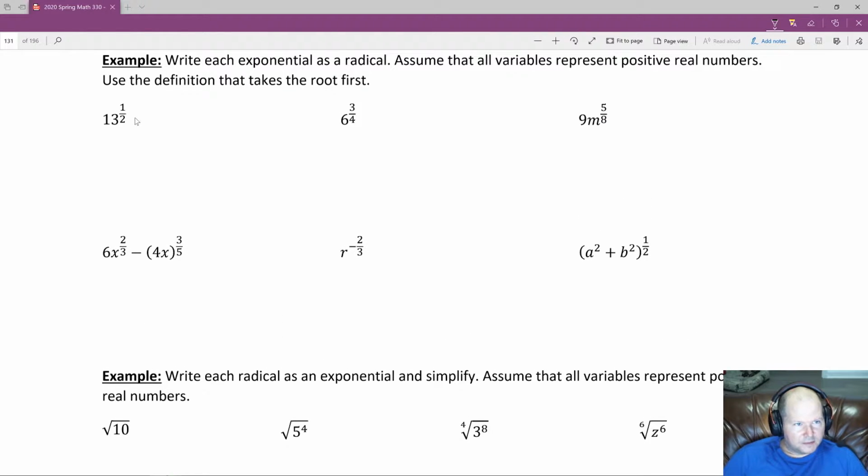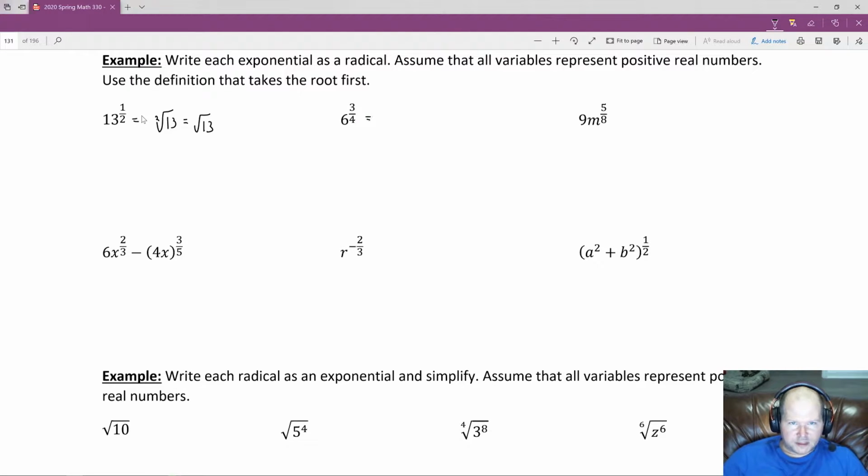So right here, just like before, we would turn 13 to the 1/2 power. The 2 is going to be the new index, so we would just read it as 13 to the second index, or we could just not even write the 2 there, and it's just by default the square root of 13. Now that one does not simplify, because there's no real number, or well, no nice number at least, that you can multiply by itself and give you a 13.